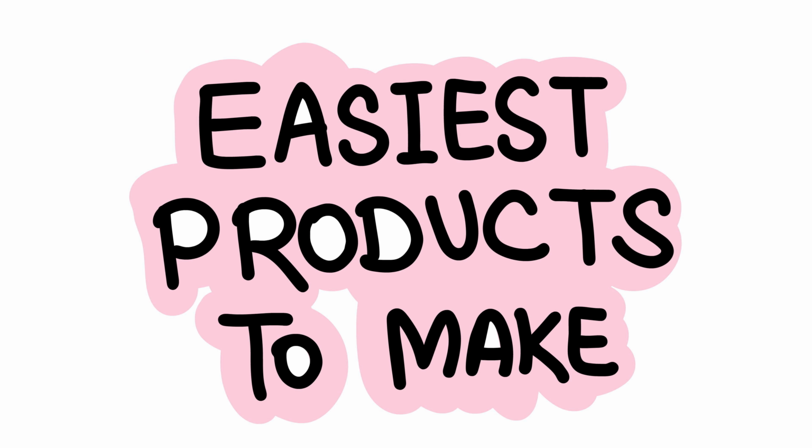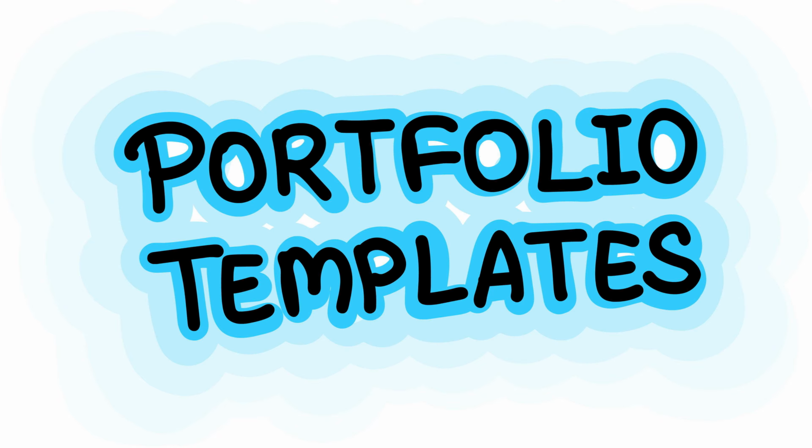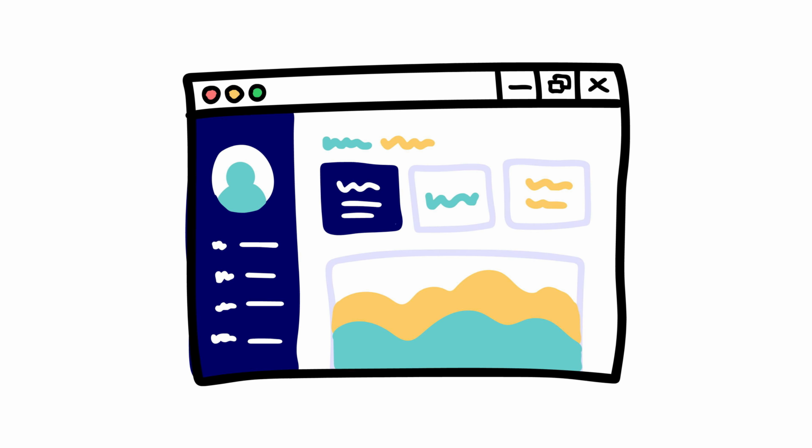Number 3, my favorite, build and sell templates. Templates are one of the easiest products to make if you are already designing stuff in Figma or Webflow or Framer. And in Figma, you can sell things like portfolio templates, startup landing pages, or complete dashboard layouts.